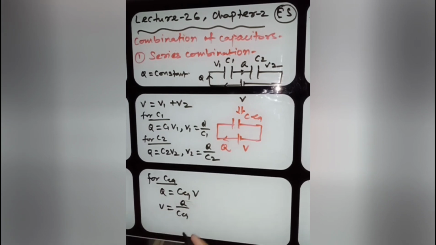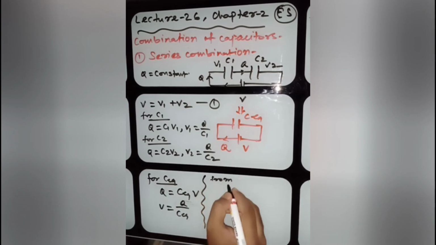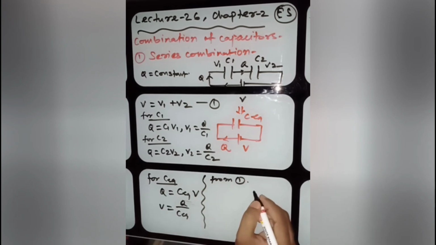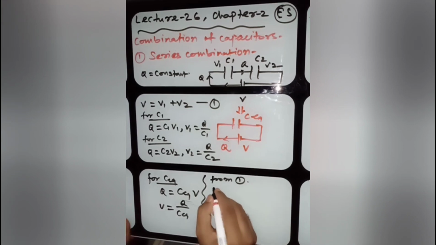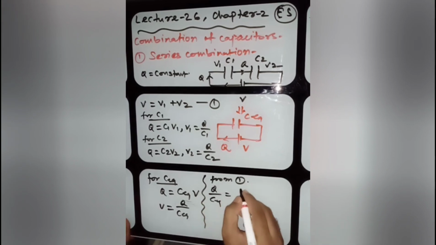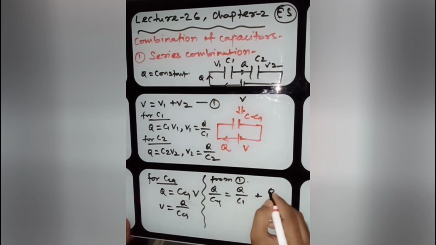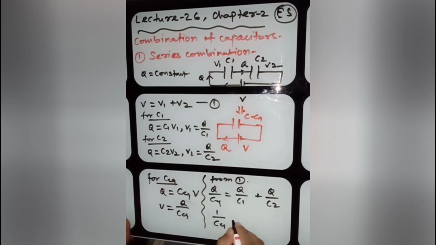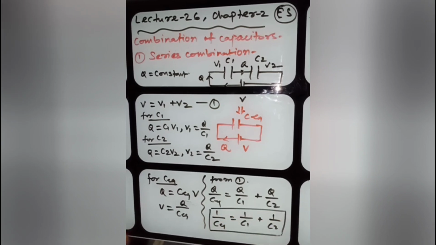Now we have to put these three values V1, V2 and V in this particular equation, say equation 1. From equation 1 we can write Q by C equivalent equals Q by C1 plus Q by C2. This Q will be cancelled out. So 1 by C equivalent equals 1 by C1 plus 1 by C2. This is the equivalent capacitance when two capacitors are connected in series.